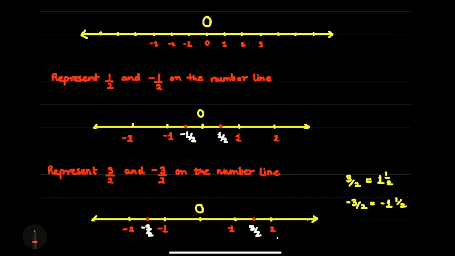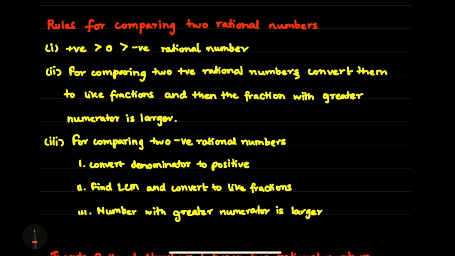Similarly, we can also mark points like 5 by 2, minus 5 by 2, 7 by 2, minus 7 by 2, and so on. So now that we know how to represent rational numbers on a number line, we need to understand how to compare them. There are multiple rules in order to compare two rational numbers. Let's have a look at it.